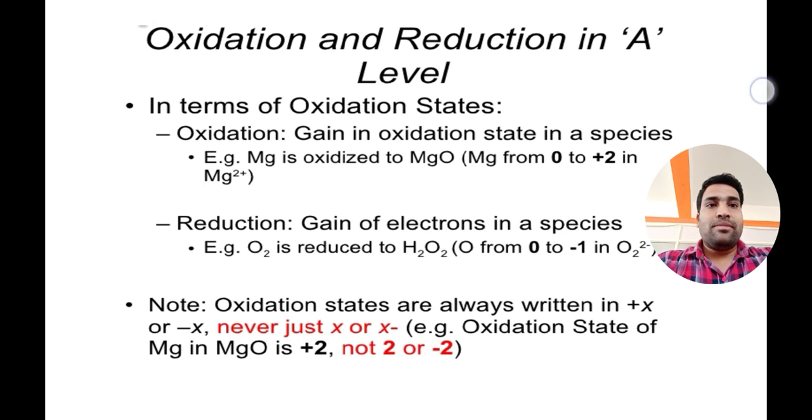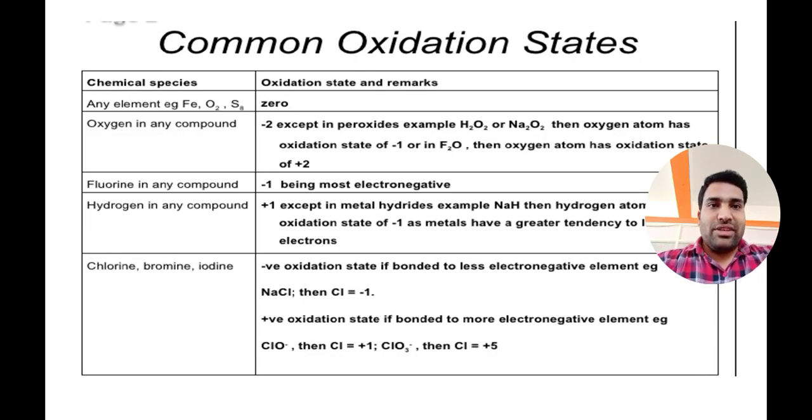You have to mention it. Next we have some of the common oxidation states of some elements. In the first case, any element in its native state, for example Fe, O2, S, has zero oxidation state. Next, oxygen in any compound is minus 2, except in peroxides, for example H2O2 or Na2O2. In these two examples, the oxidation state of oxygen is minus 1. Then oxygen has an oxidation state of plus 2 in F2O.